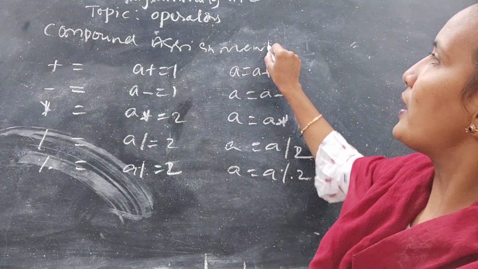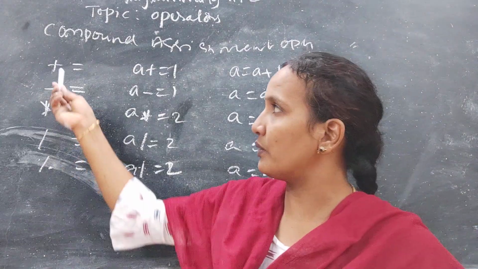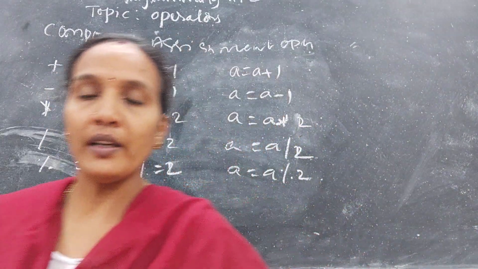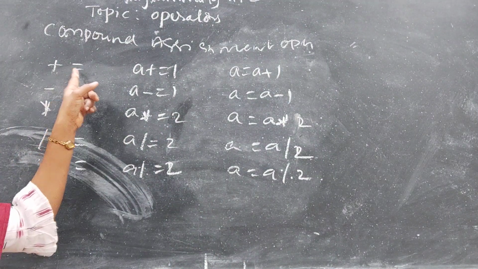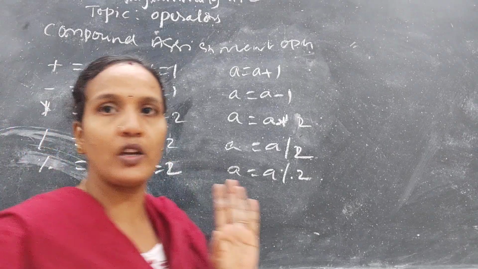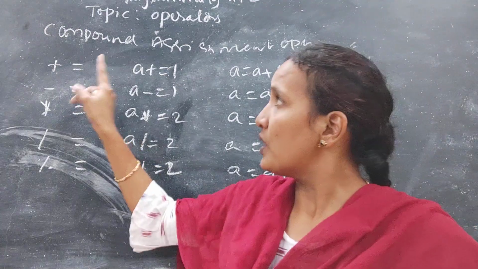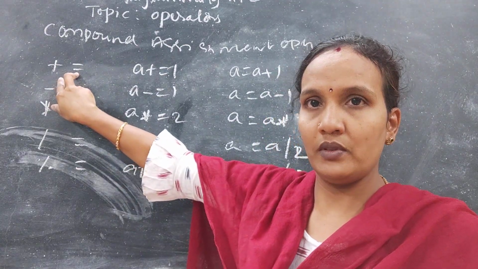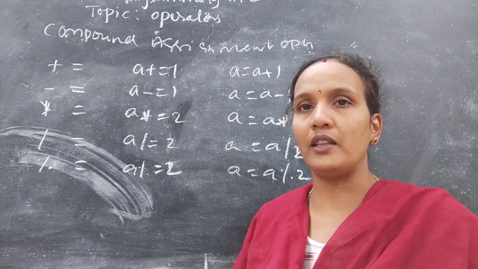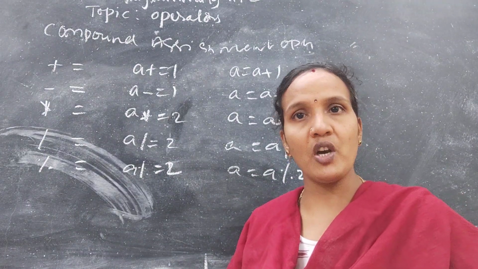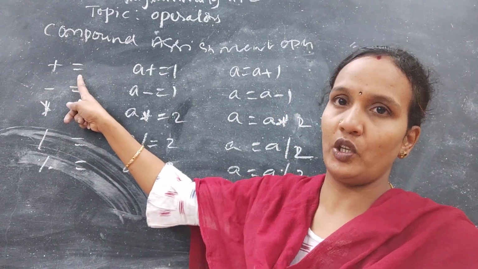In the compound assignment operator, we use one operator and one equals sign. One arithmetic operator and the equals sign. Understood? So here we are using two operators. Whatever operators you use in a compound assignment operator are binary operators only. That binary operator consists of one arithmetic operator and one equals assignment operator.